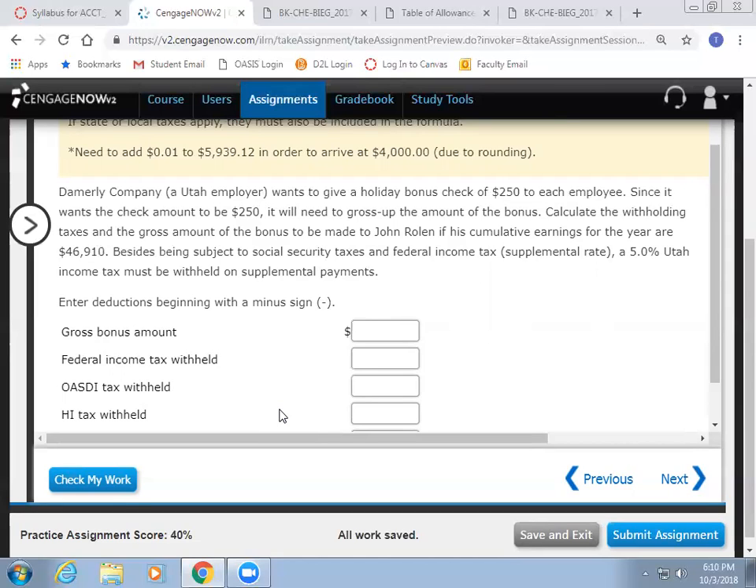They give us John Rowland, who has cumulative earnings for the year of $46,910. So this person is nowhere near any limits for OASDI or health insurance deductions. So we are going to take Social Security tax, federal income tax, which on these bonuses we always use what's called a supplemental rate of 25%, and a 5% Utah income tax.